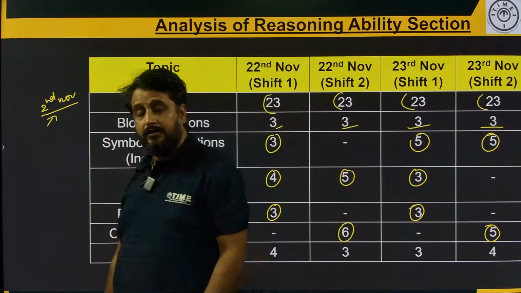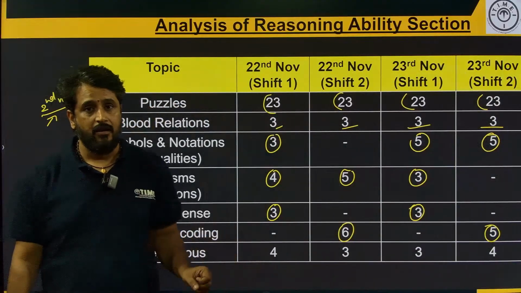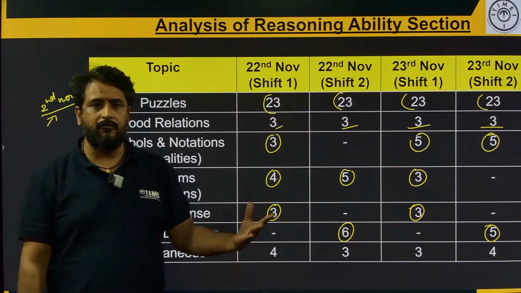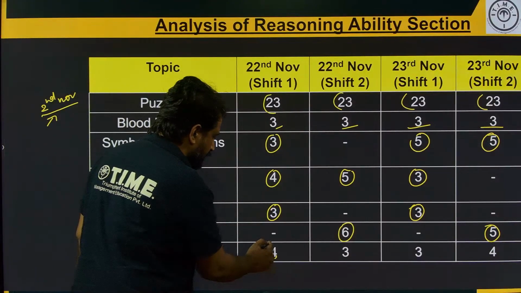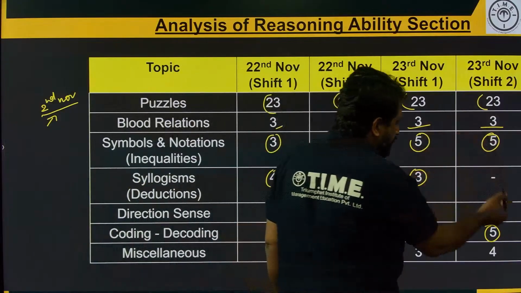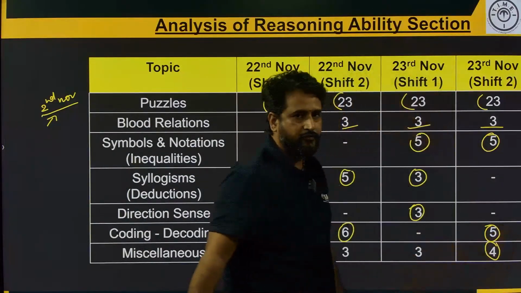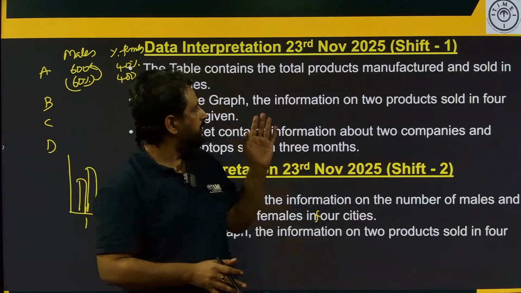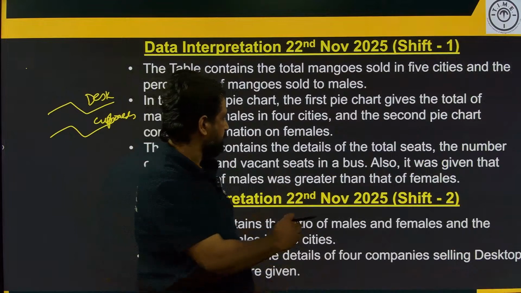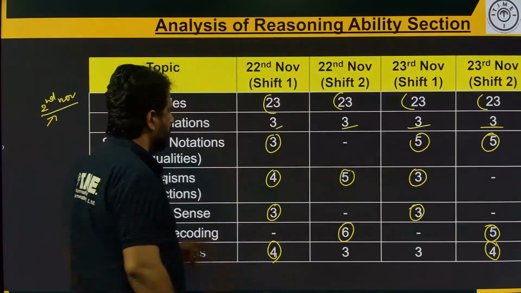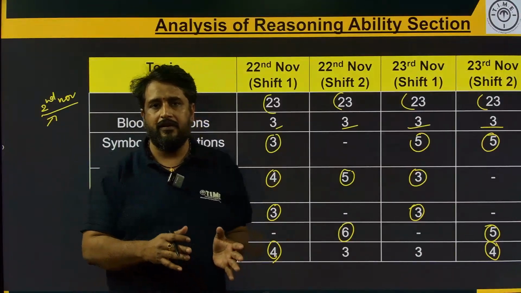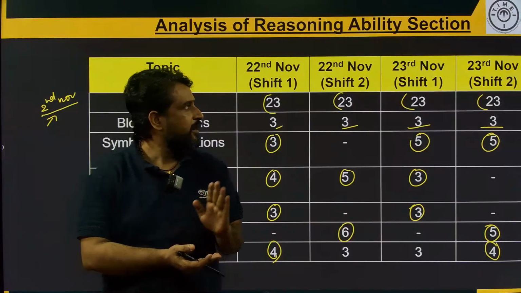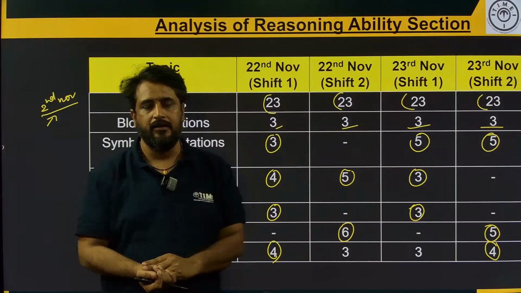And miscellaneous: this time miscellaneous questions dominated. Generally they give 2 to 3 questions, but this time in some slots they gave 4 questions, as you can see here. In slot 1 they gave 4 questions, and on 23rd November shift 2 also they gave 4 questions. So this is the exact breakup of puzzles and other areas that appeared in the recent exam across 22nd November shift 1, shift 2, and 23rd November shift 1 and shift 2.